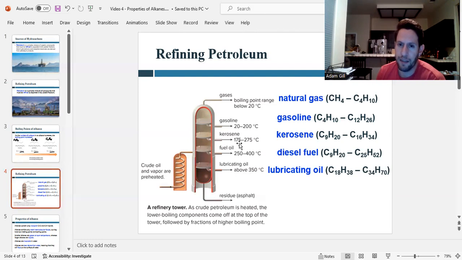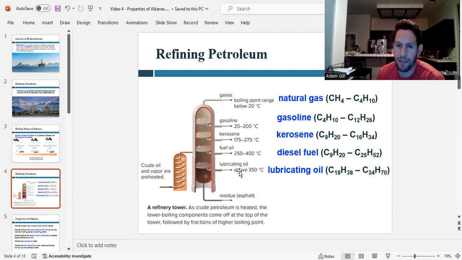Kerosene is anything that boils between 175 and 275 degrees Celsius. And so that's hydrocarbons that are 9 to 16 carbons long. So your heavier carbons. And then the next fraction boils between 250 and 400 Celsius. And that's our diesel fuels and our jet fuels. So they're more dense carbons between 9 to 25 carbons long. So really thick, viscous fuels.